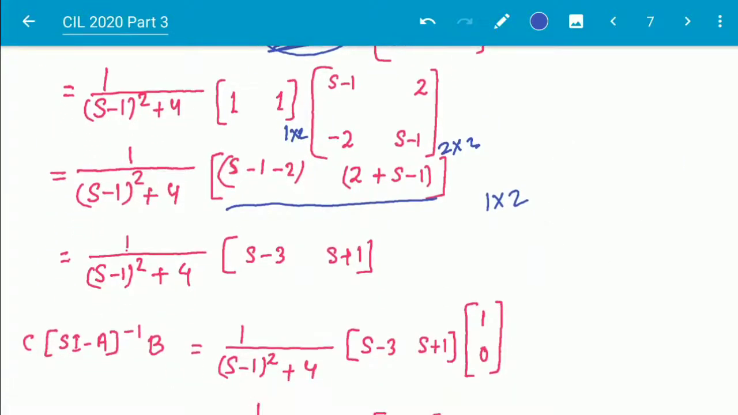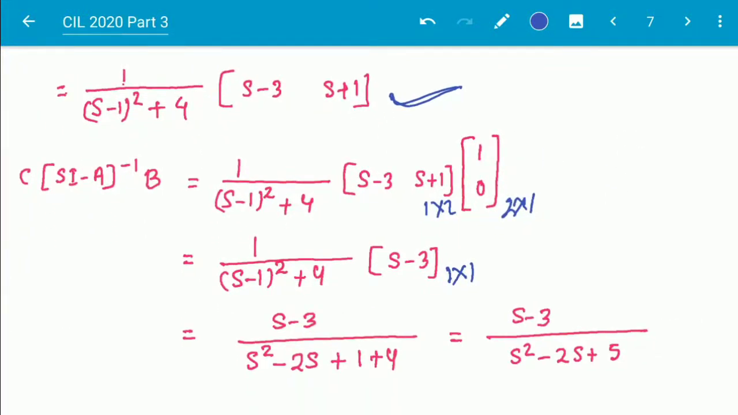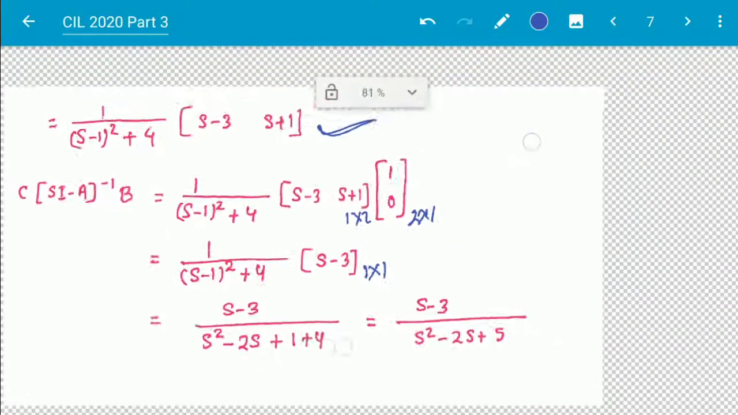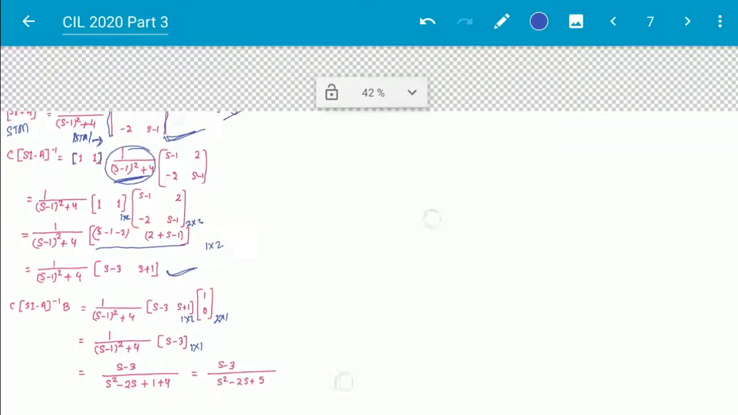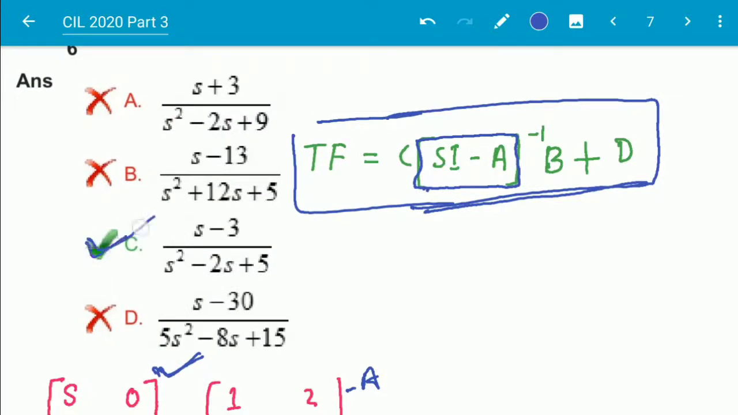And if we multiply the whole result with B, B is a 2 cross 1 matrix and this is a 1 cross 2 matrix. The whole will become a single element matrix, 1 cross 1 matrix, and this is coming to be S minus 3 by S square minus 2S plus 5. So option number C is the correct answer.